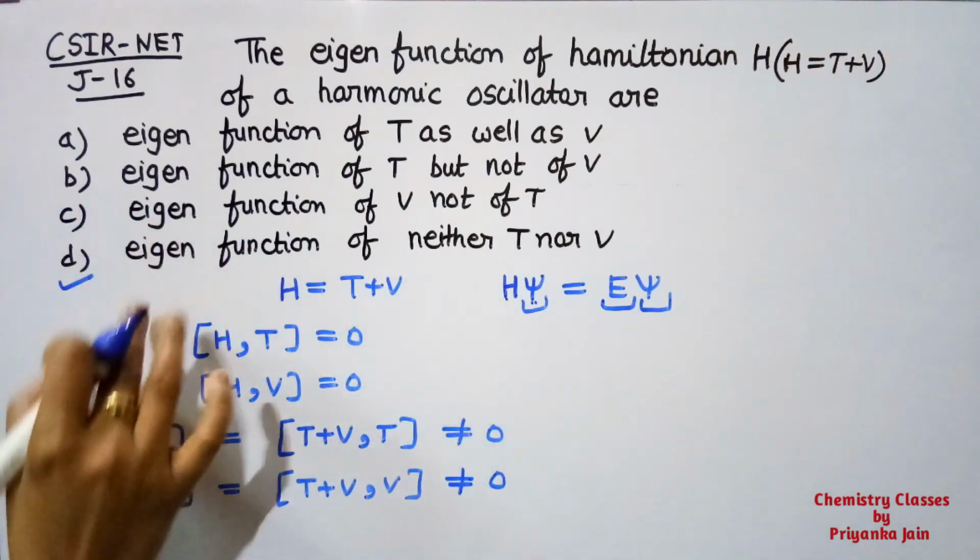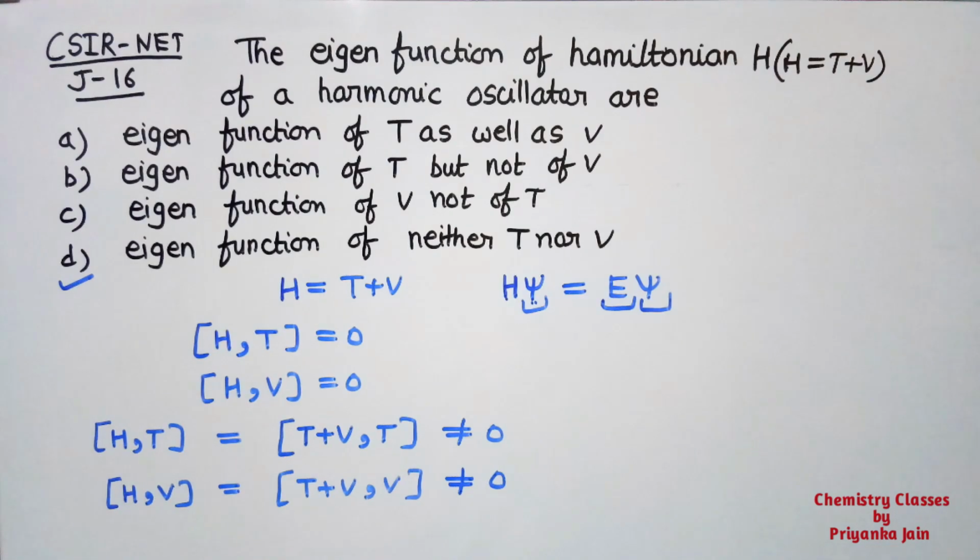Okay, so this option number D. It means the eigen function of Hamiltonian operator is neither an eigen function of T nor of V. This will be the correct option.